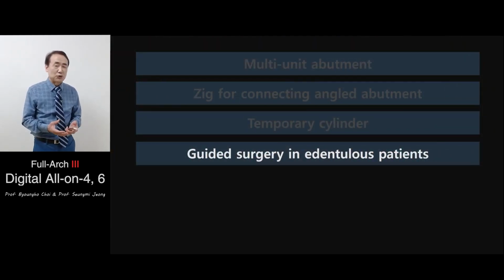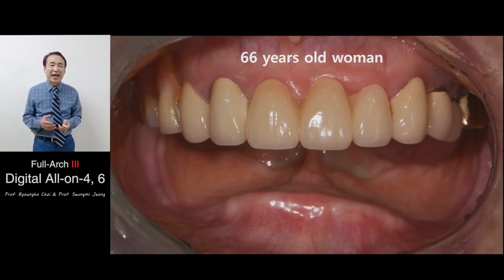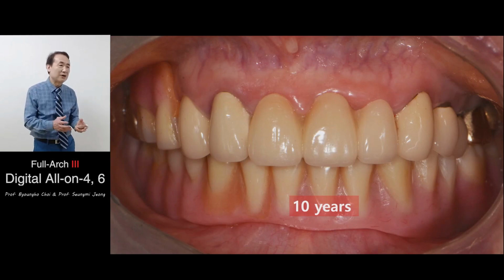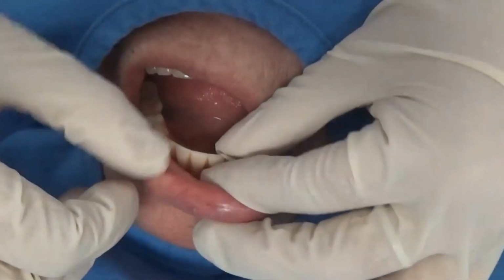Let's move on to another issue, how to perform guided implant surgery precisely. First, let me show you this patient. She had an edentulous ridge in the mandible. She had been wearing this denture for more than 10 years. Let me show you the condition of her denture.